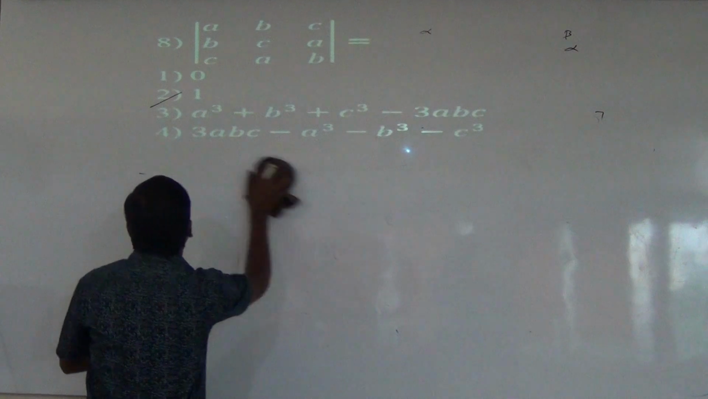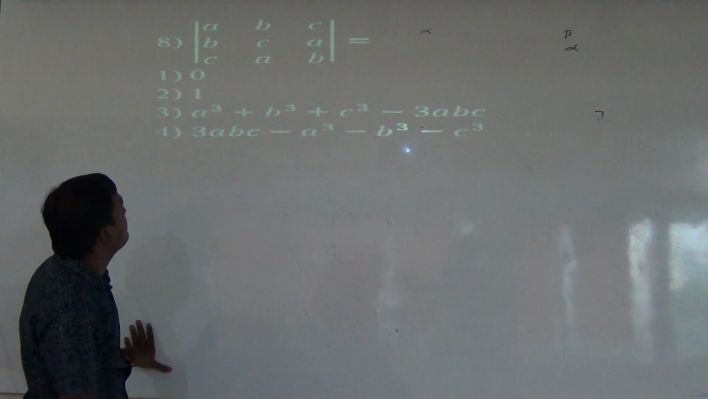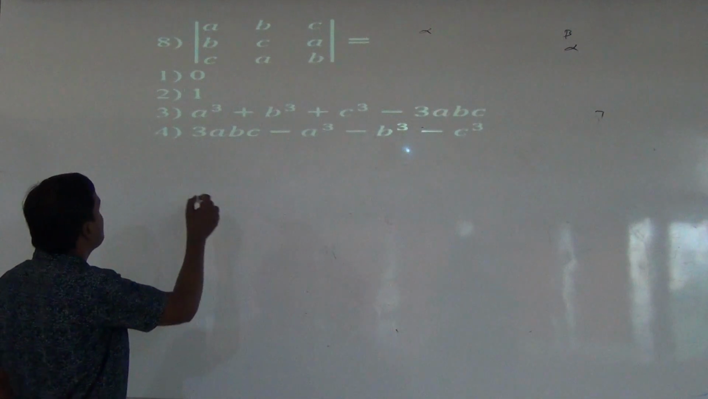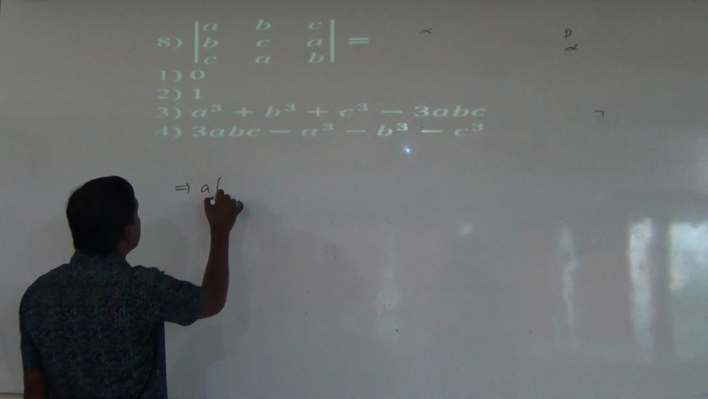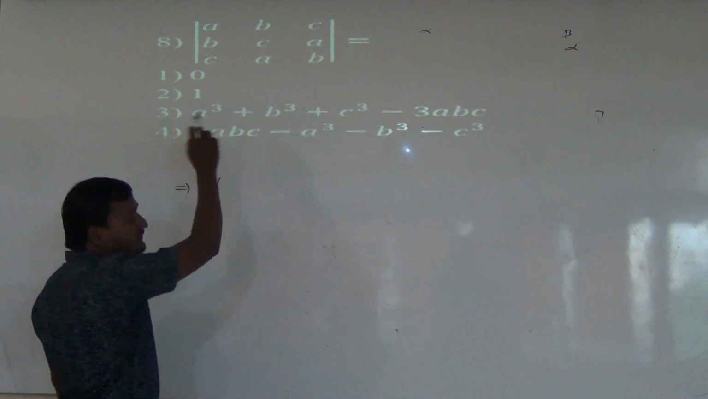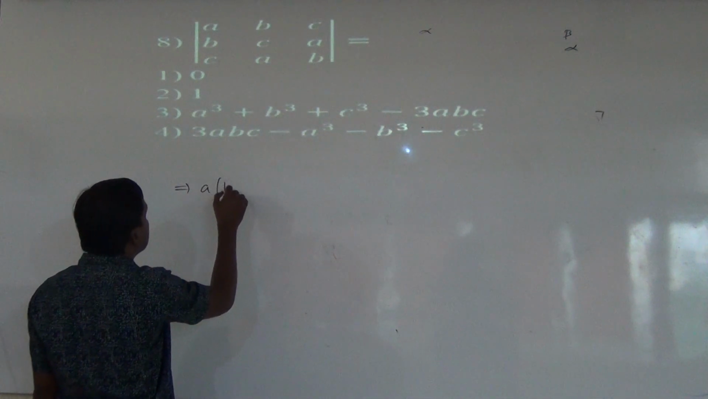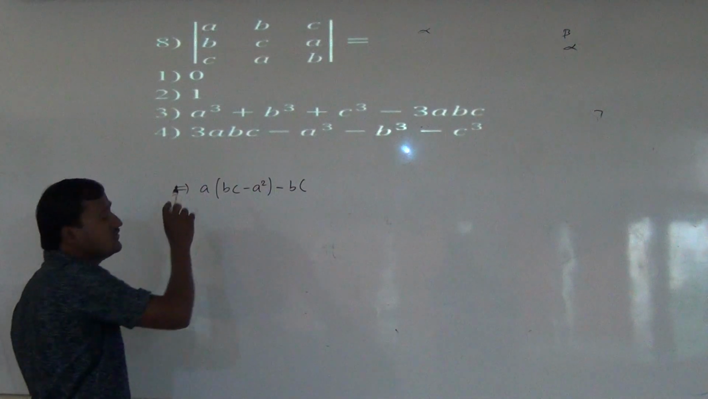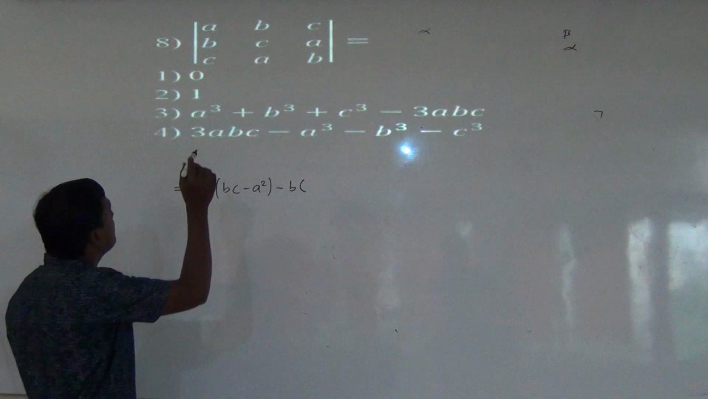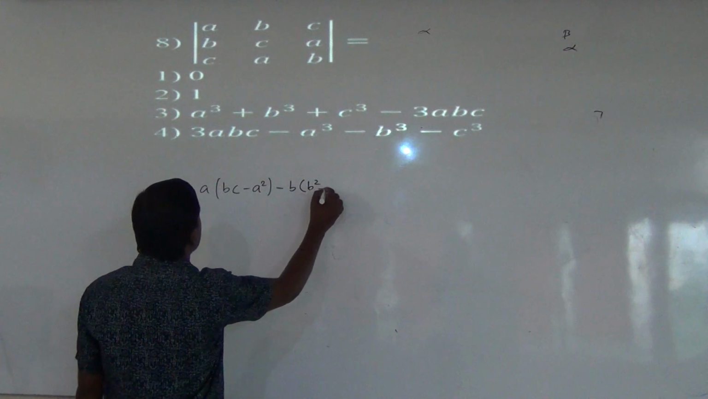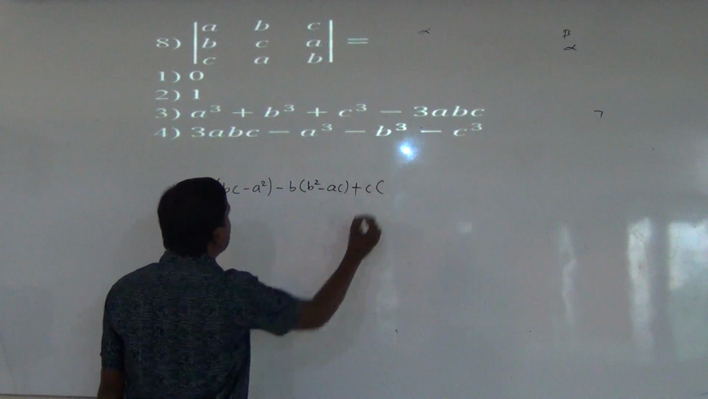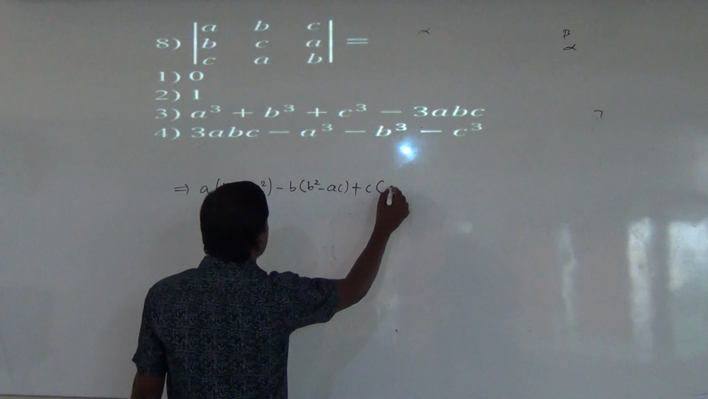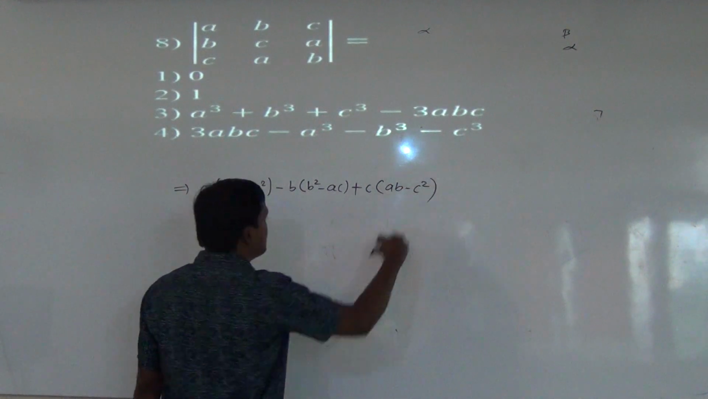Here again we have ABC, BCA, CAB. So expansion: this determinant is equal to A into, I have to leave the first row and first column, so here it is (BC minus A square), minus B into, I have to leave the first row and second column, so (B square minus AC), plus C into, again leaving the first row and third column, so here it is (AB minus C square).